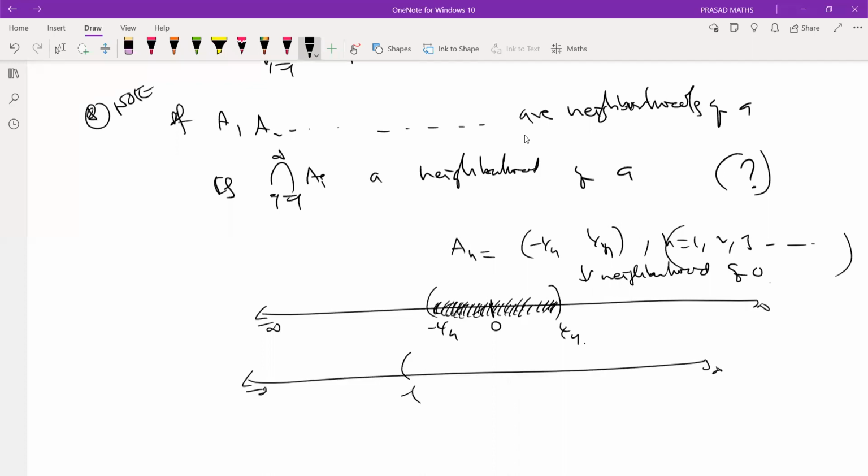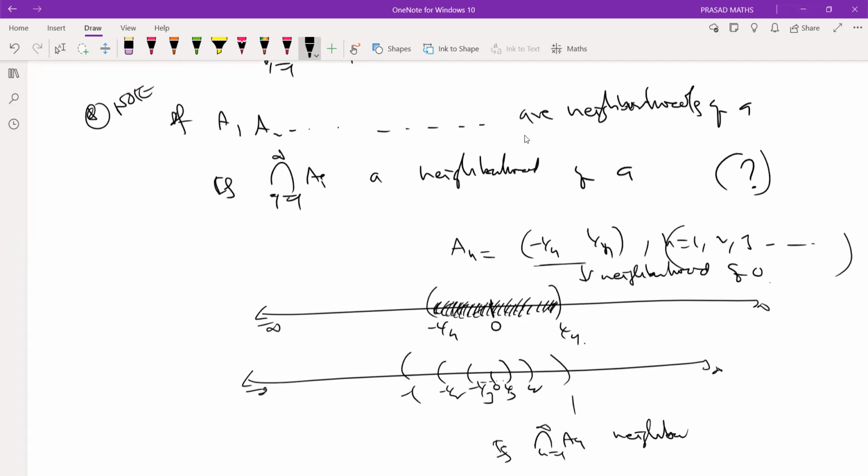Understand? What is my set, sir? What is my A1? (-1, 1). What is my A2? (-1/2, 1/2). What is my A3? (-1/3, 1/3). So going on. Therefore it is a neighborhood of 0. There is no problem because it's an interval, an open interval, which is a neighborhood of all its points. In fact, it's a neighborhood of 0. So each of A1, A2, A3, A4, A5, A6 is a neighborhood of 0. Question: is the intersection a neighborhood of 0?